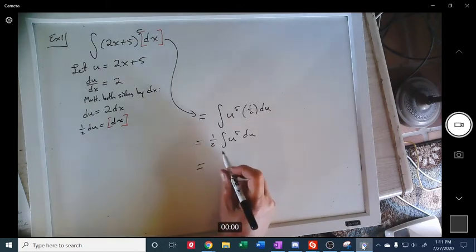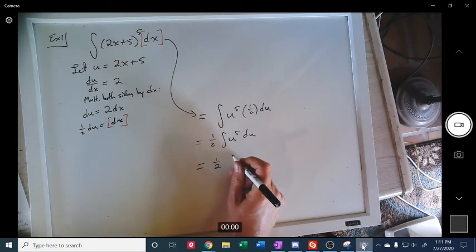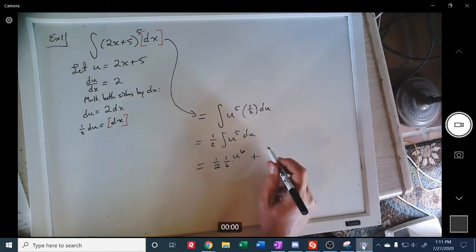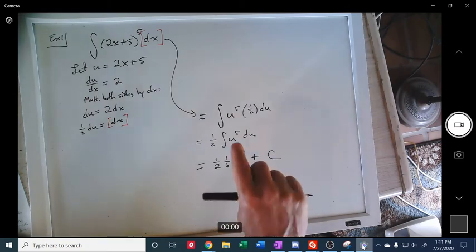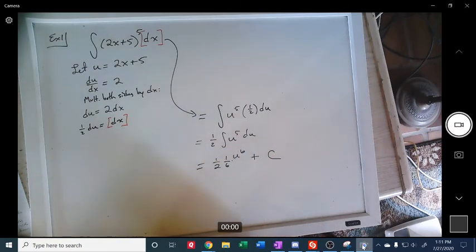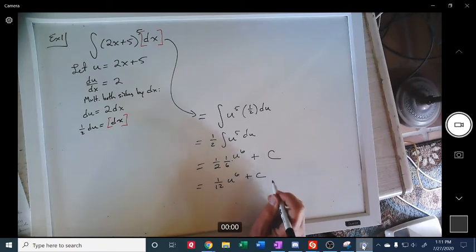And then this becomes 1/2. The integral of u to the 5th is u to the 6th over 6 plus a constant. The moment you get rid of your last integral sign, you have to put a plus c. This is 1/12 u to the 6th plus c.